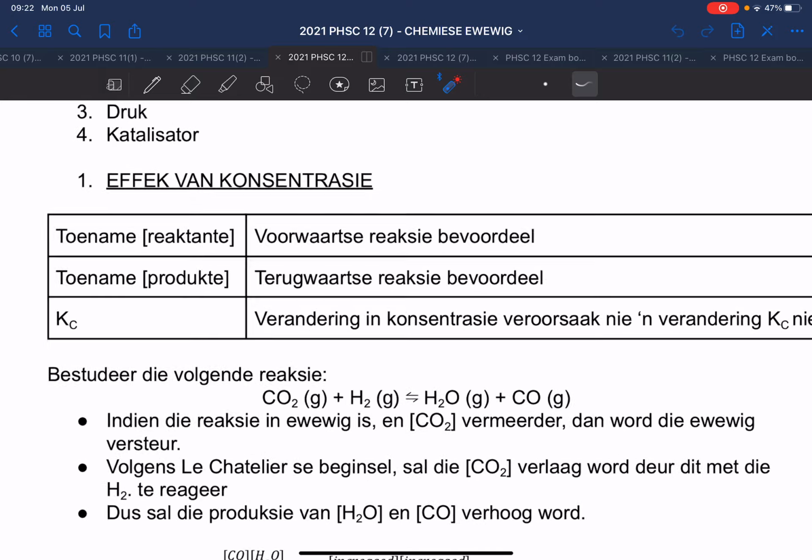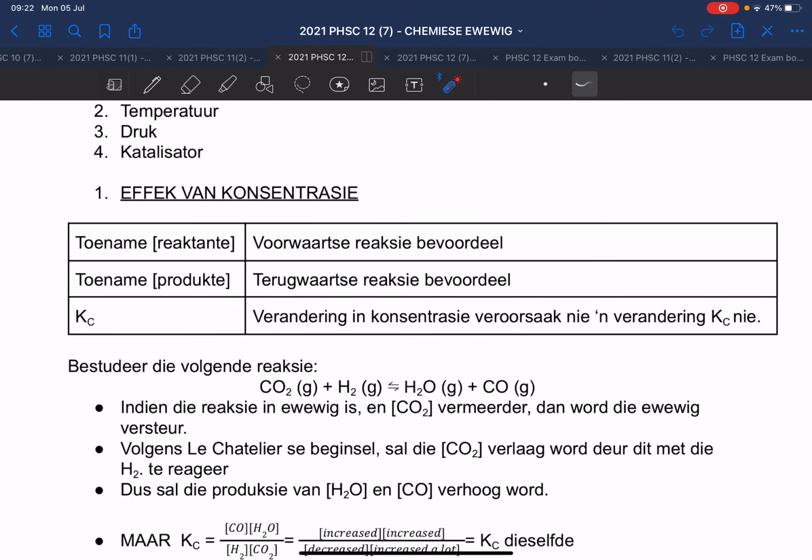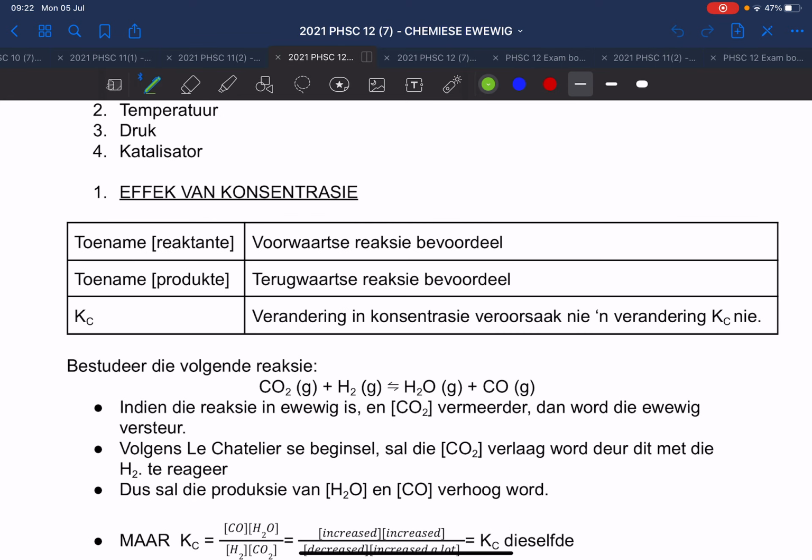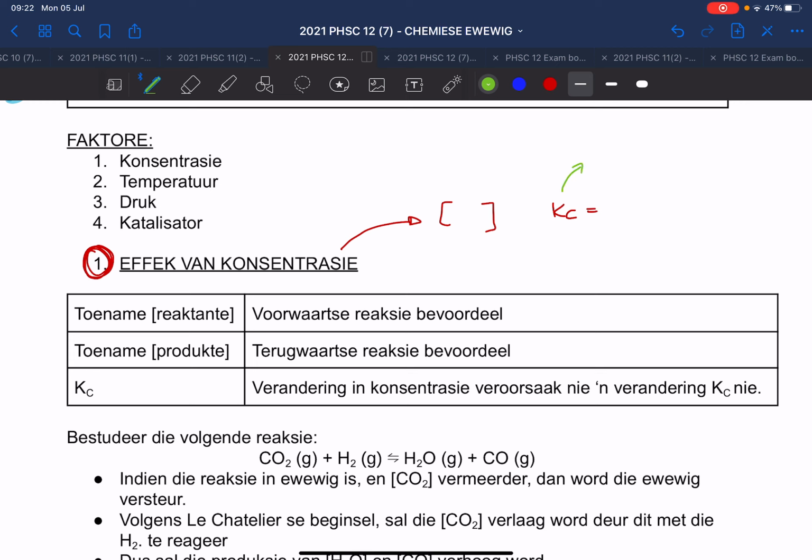In die eerste een, en ek dink English learners, we have started with the first one, maar vir Afrikaans gaan ons. Die eerste ene is the effect of the concentration. Okay, now remember, concentration we can write in square brackets. Konsentrasie kan ons in hoekige hakies neerskryf. Okay, ons het gesê, we said, how do we calculate the Kc value? Wat is dit nou weer? Die Kc waarde, the Kc value is a ratio. It's 'n verhouding tussen die produkte, the products, and the reagents, die reaktante.